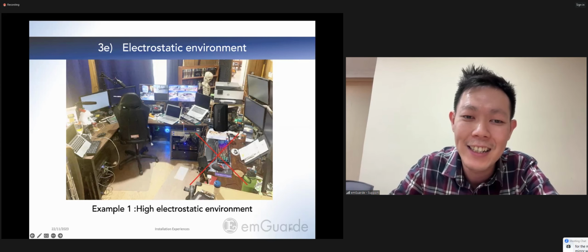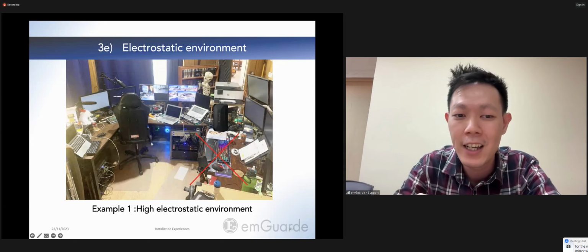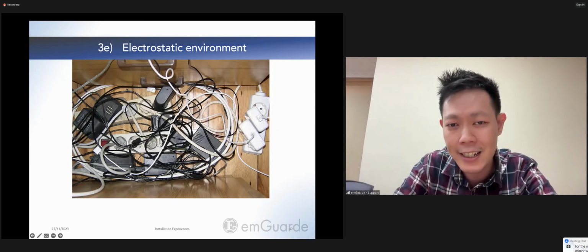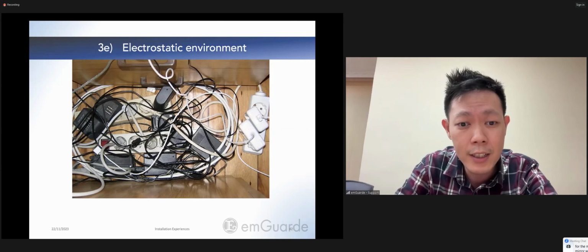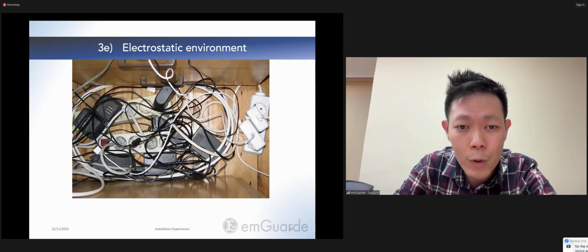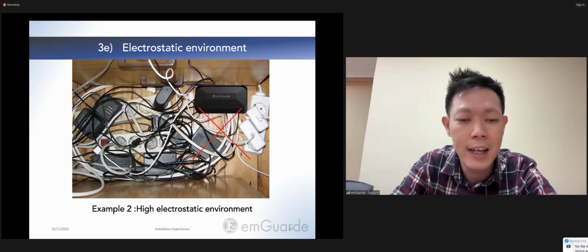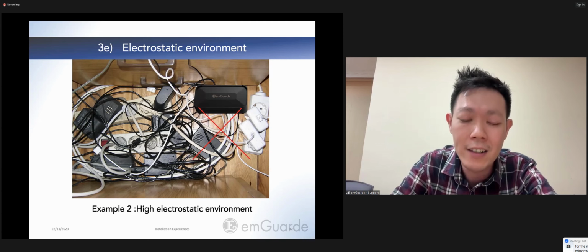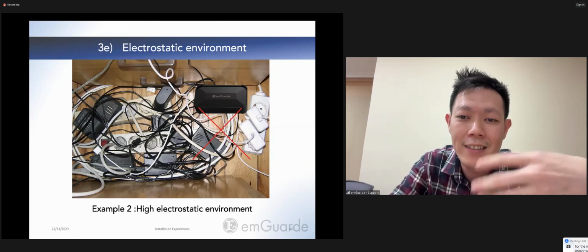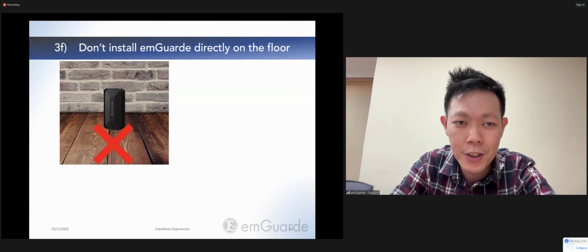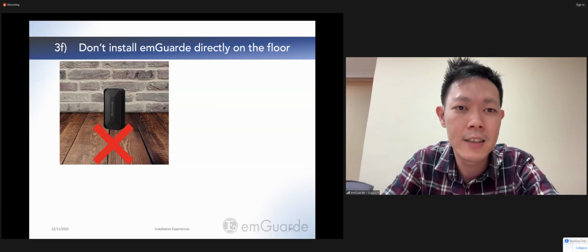When a lot of these gadgets are operating, you must put the emGuarde behind the table. For example, like this next image, this is a power cable. If today we plug the emGuarde in here, it is also incorrect because it will affect the function of the emGuarde. Okay, so the next one is don't install emGuarde directly on the floor.